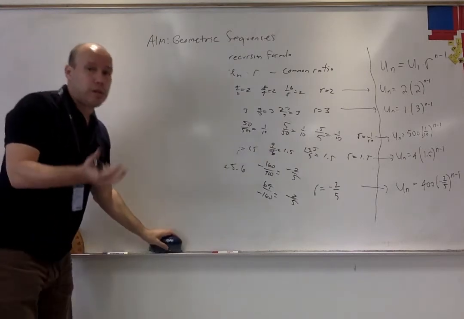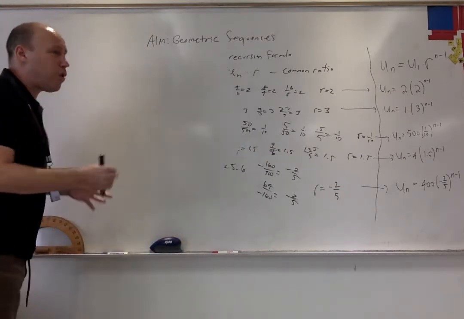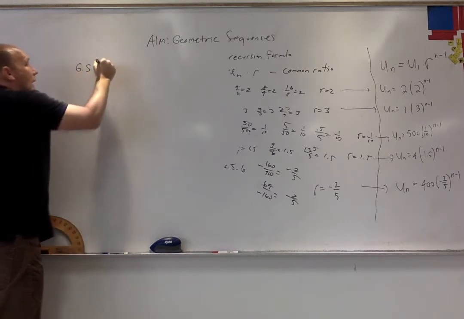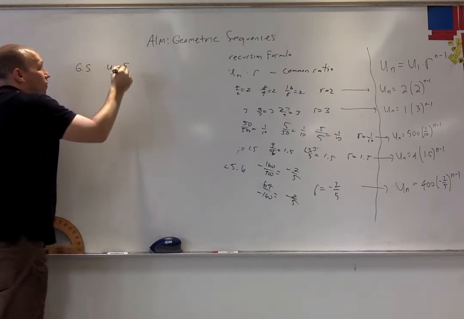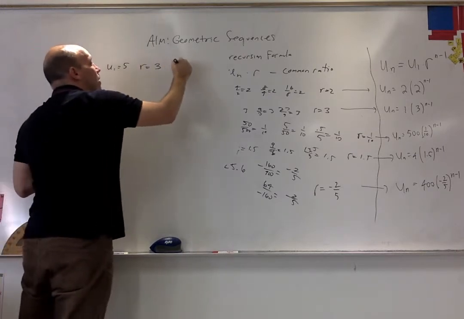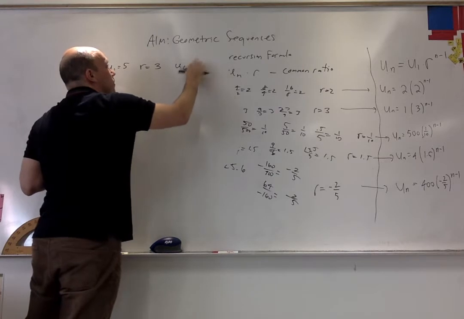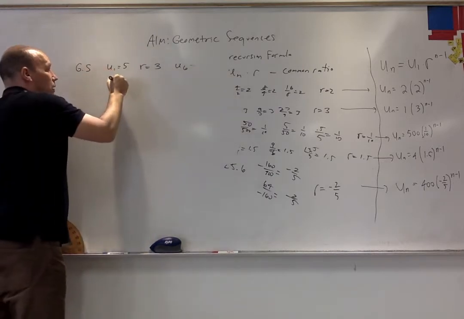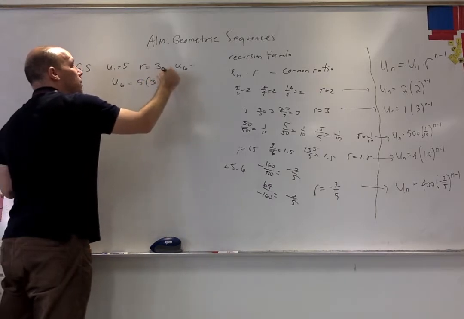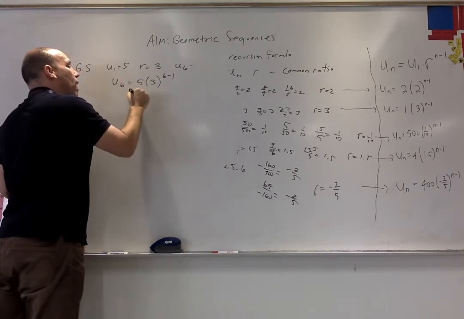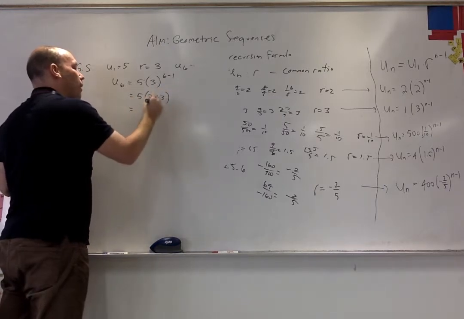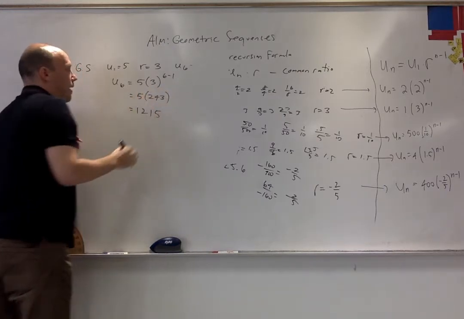So you know what's coming. You've done these examples before. So if I say, you have a geometric sequence, and the first term is 5, and the common ratio is 3, they'll say, find the sixth term. And you say, okay, the sixth term is equal to 5 times 3 to the 6th minus 1, which is 5 times 243, which is 1215.